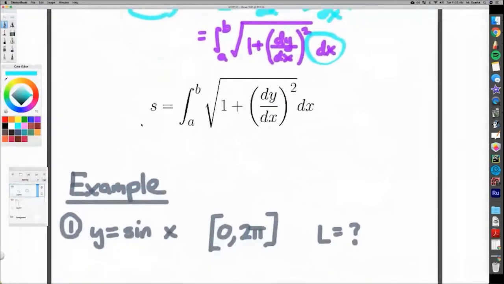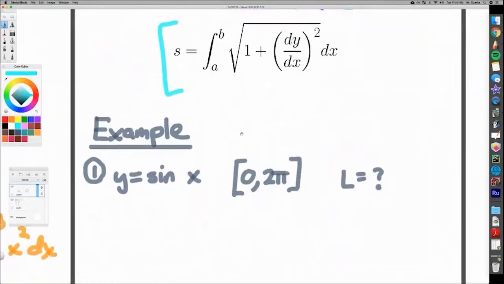But anyway, the moral of the story is you need this. They use S for arc length. I use L because some books use L, some books use S. It doesn't really matter. Just make sure you know what you're doing. You'll see the answer key. I usually use L, I think because the book uses L, but it doesn't matter.